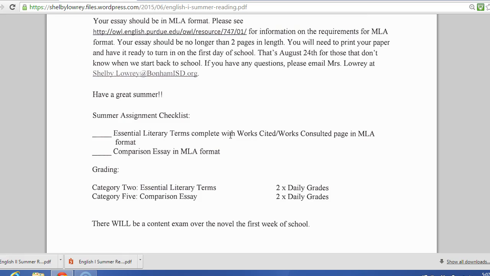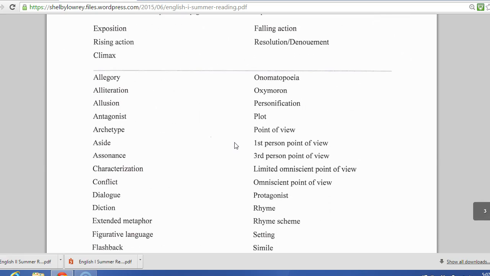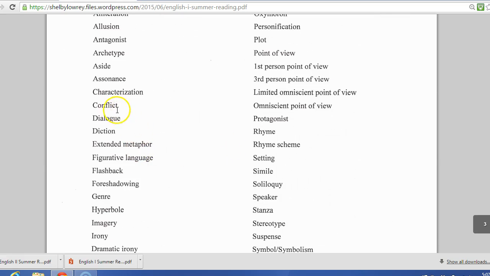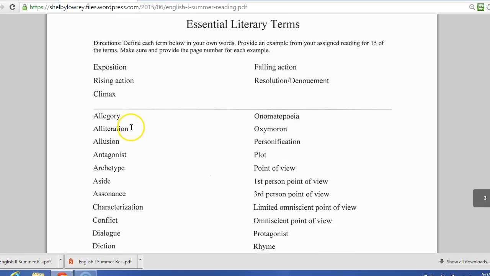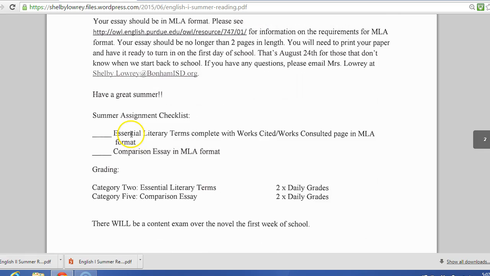One of the words on your list is dialogue. So dialogue's right here. So you would provide an example from Percy Jackson and the Lightning Thief where two characters are actually interacting. So make sure and provide that for those 15 elements that are found within the novel. Make sure and mark the page number where you found that example that you provided.